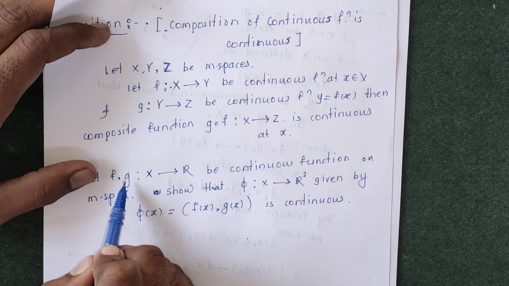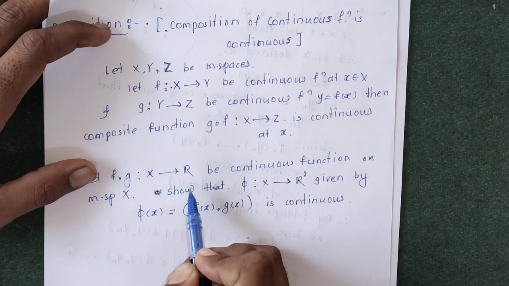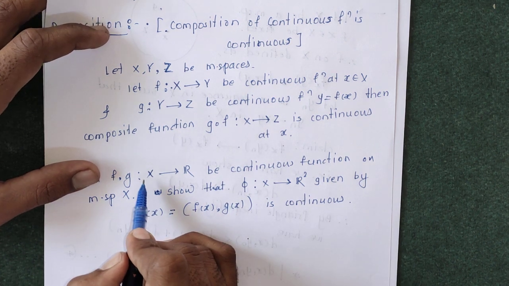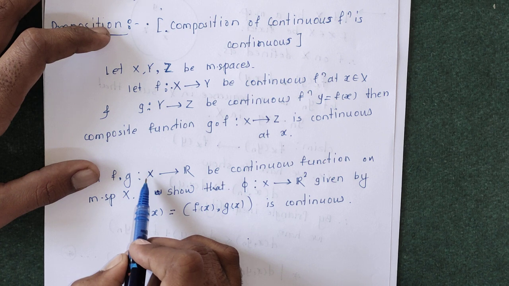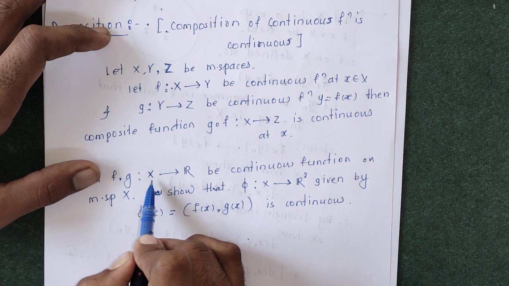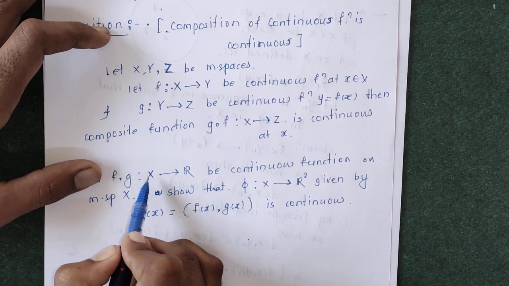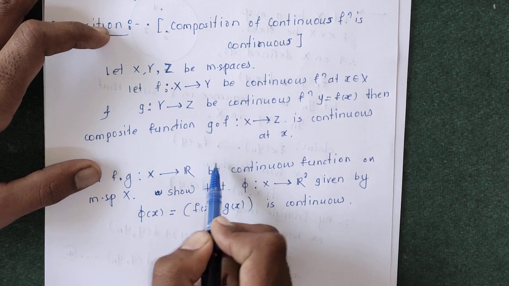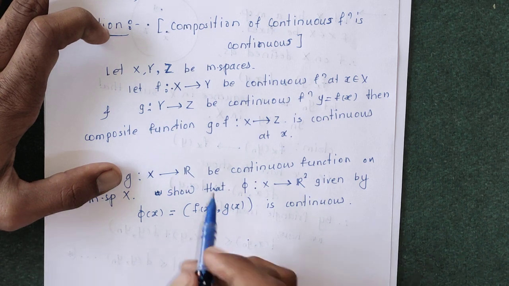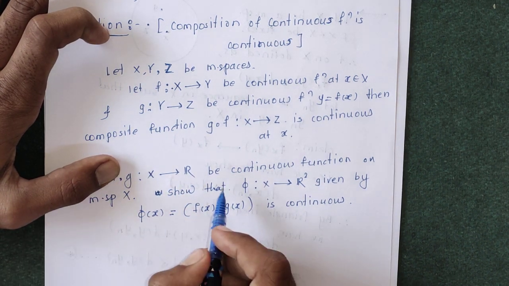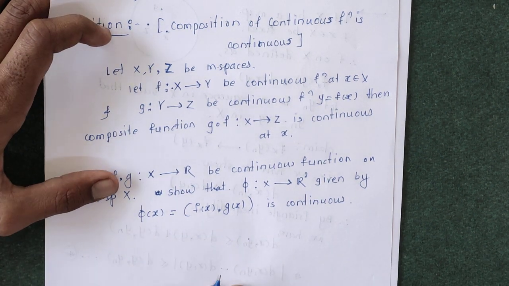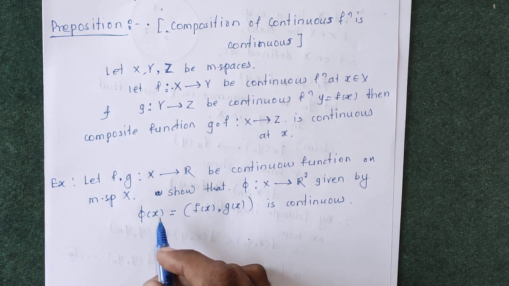Here we are given that f and g, two functions from x to R, are continuous functions. So if you take any sequence in x, then the image of that sequence under f or under g is also convergent. That is, suppose xn converges to x, then f of xn converges to f of x. Also g of xn converges to g of x, because these two are continuous functions. We have to show that phi from x to R square, given by phi of x equals the ordered pair f of x, g of x, is also a continuous function.